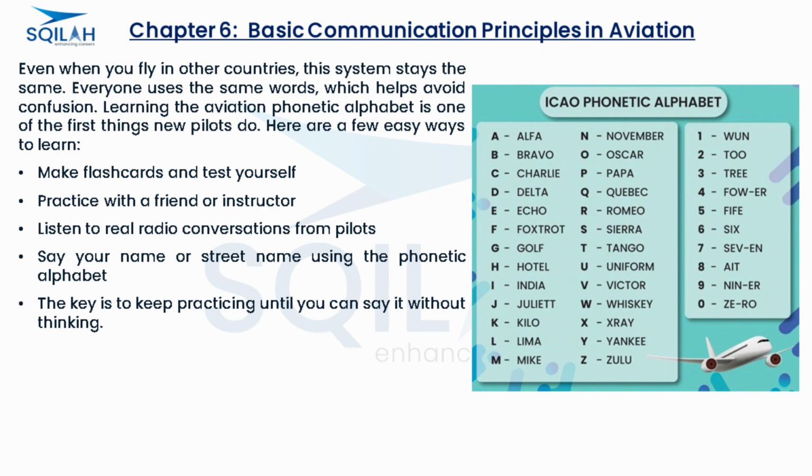Learning the aviation phonetic alphabet is one of the first things new pilots do. Here are a few easy ways to learn. Make flashcards and test yourself. Practice with a friend or instructor. Listen to real radio conversations from pilots. Say your name or street name using the phonetic alphabet. The key is to keep practicing until you can say it without thinking.